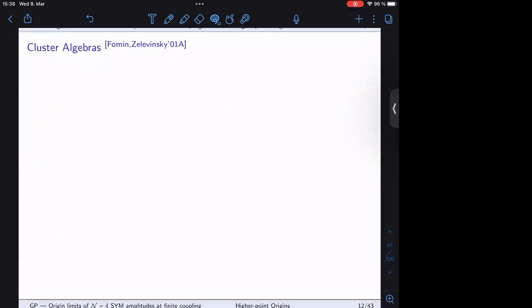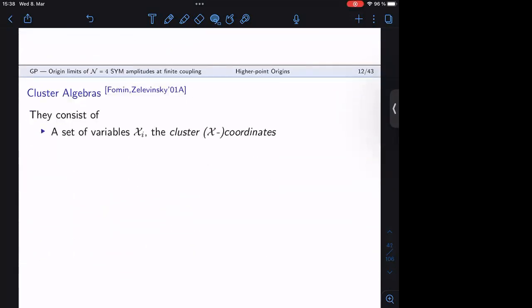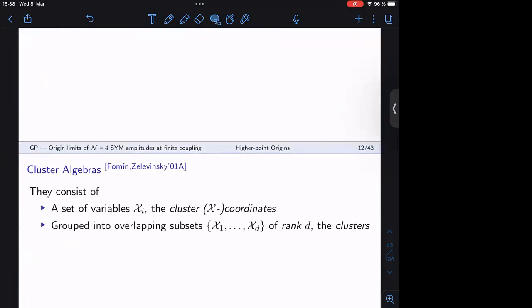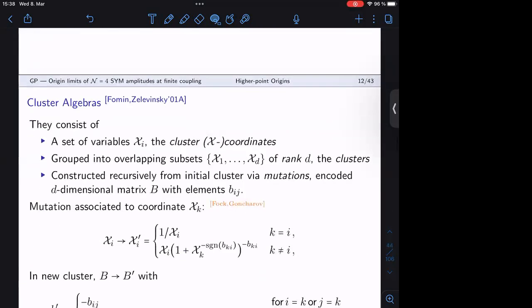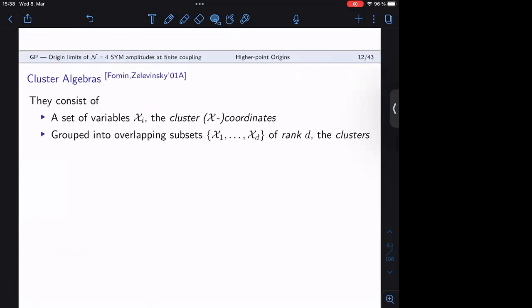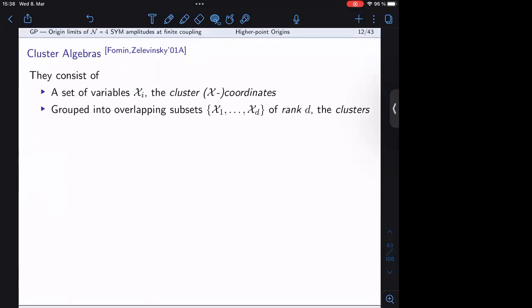These were defined by Fomin and Zelevinsky at the beginning of the millennium. Their main ingredients are a set of variables, the clusters, sometimes called X coordinates. These variables are grouped into overlapping sets. All sets have the same size, called the rank D, and each set is called a cluster. Hence the name cluster algebra.